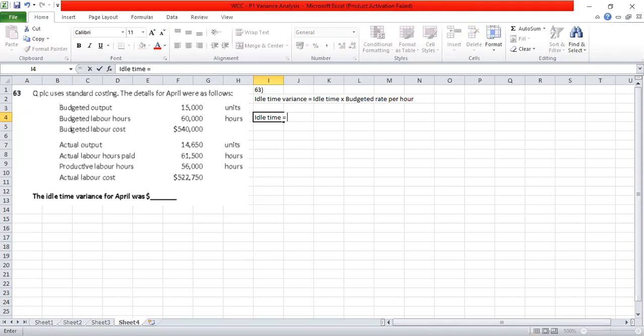So the actual output is 14,650. Actual hours paid is 61,500, but the productive hours are only 56,000. So how much is the idle time? First check that idle time is equal to 61,500, for which they are paid, minus 56,000. So that comes out to be 5,500 hours.